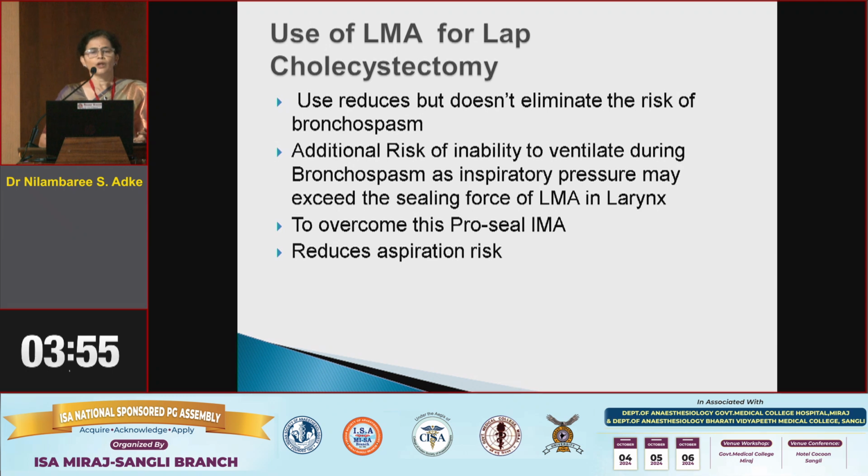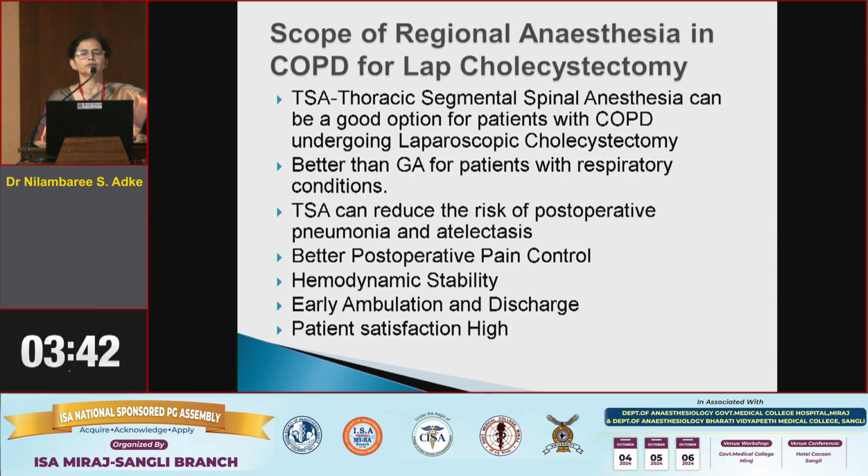The use of LMA for laparoscopic cholecystectomy in obese patients has also been tried, and that has been found to be conducted successfully, especially with the ProSeal LMA, so as to cover the aspiration. So this is my main message: thoracic segmental spinal anesthesia is nowadays a good option for patients with COPD undergoing laparoscopic cholecystectomy, and that too in patients who have severe COPD, which gives us better hemodynamic stability, early ambulation and discharge, and high patient satisfaction.